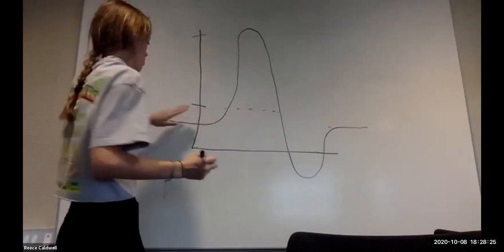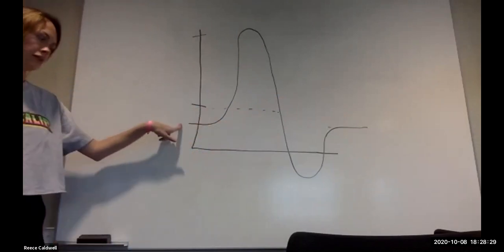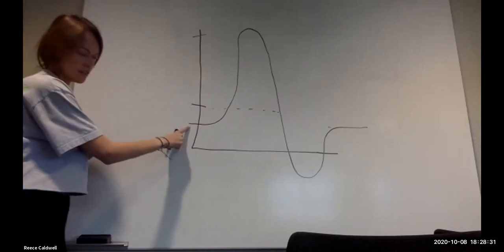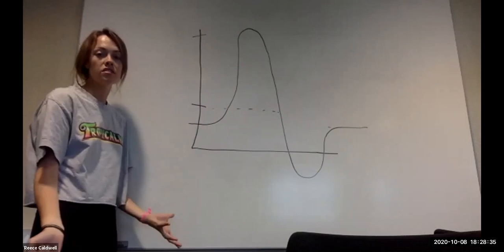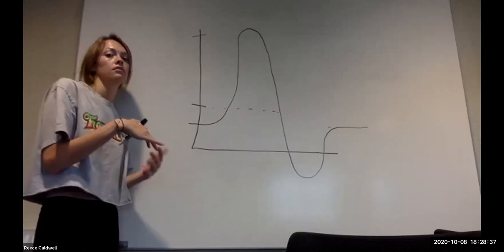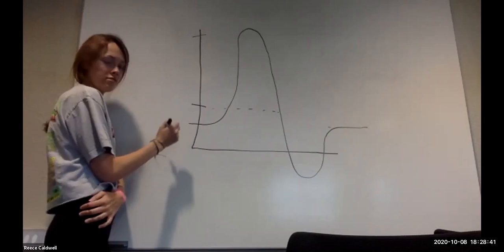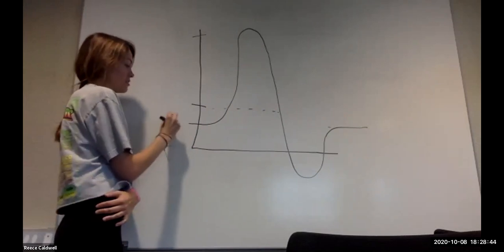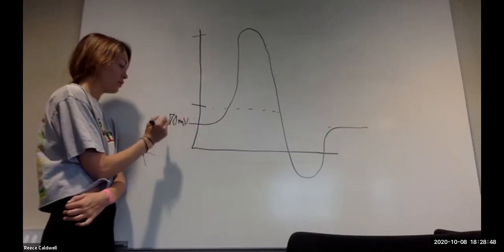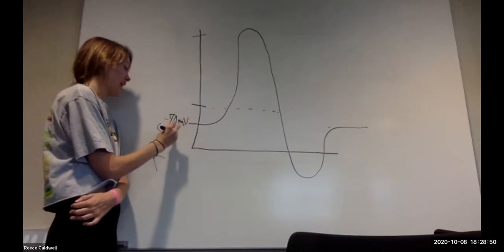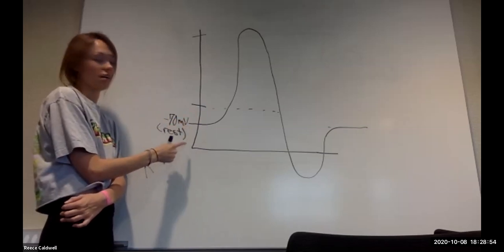So our chart elements, so our labels. Here, this is a cell or a neuron at rest. There are no impulses, you're just laying in bed, nothing's going on. The cell, when at rest, is at negative 70 millivolts. Negative 70 millivolts is a cell at rest.